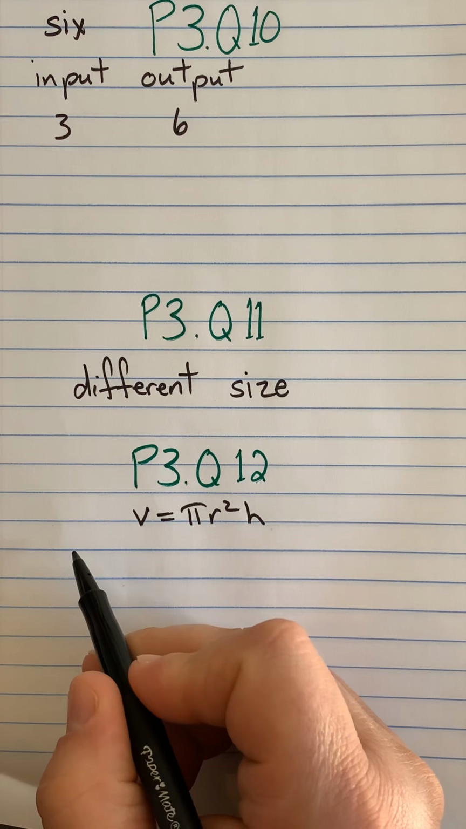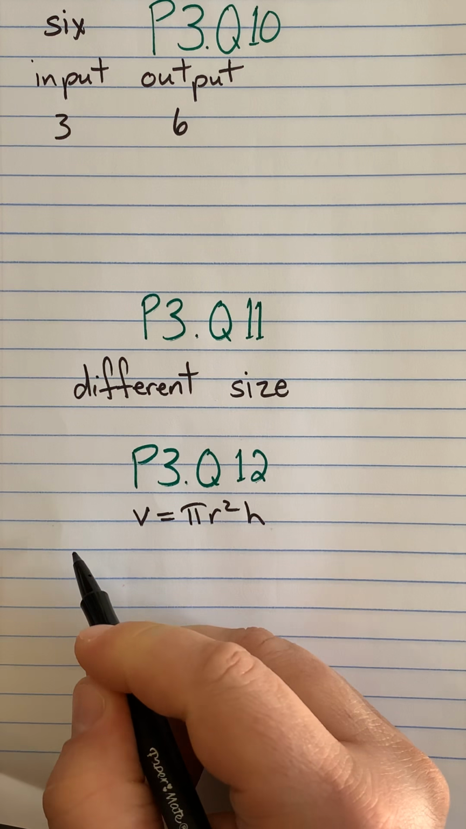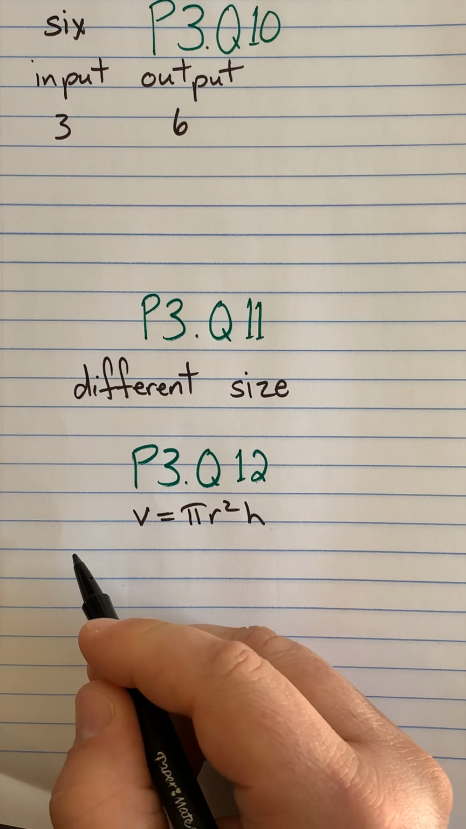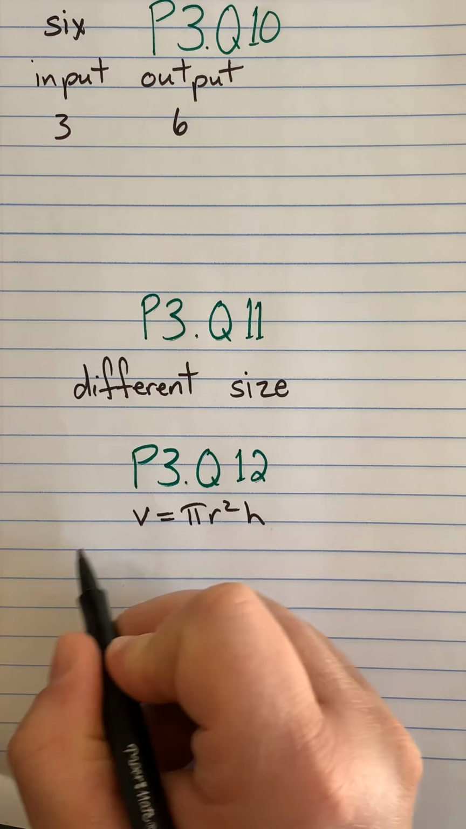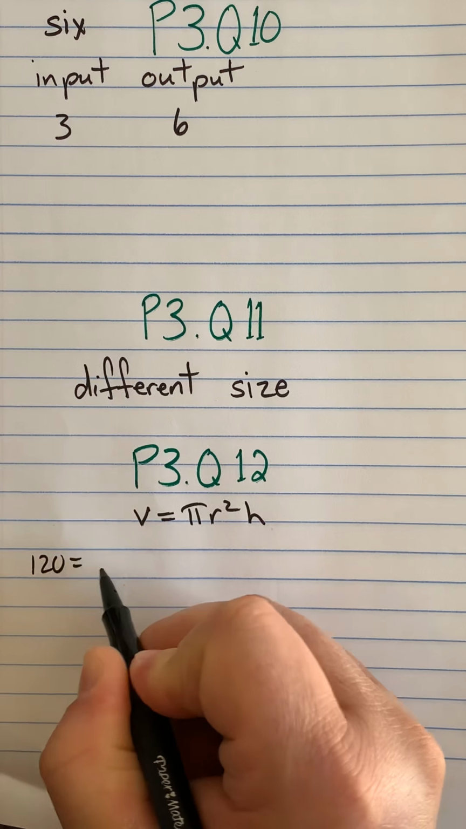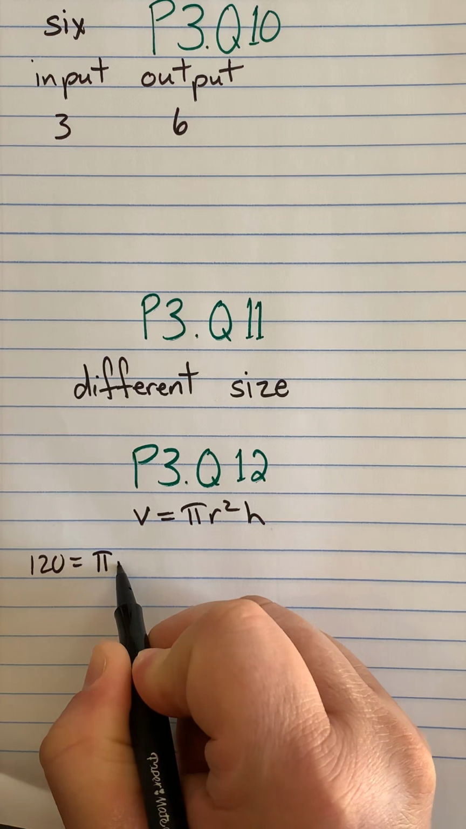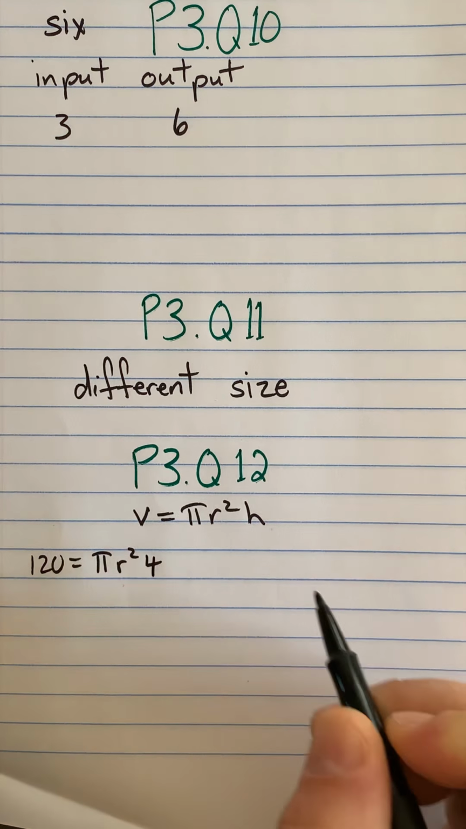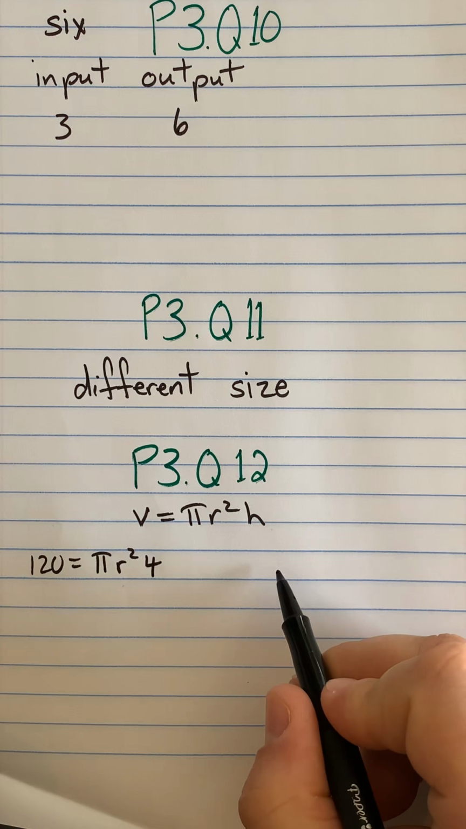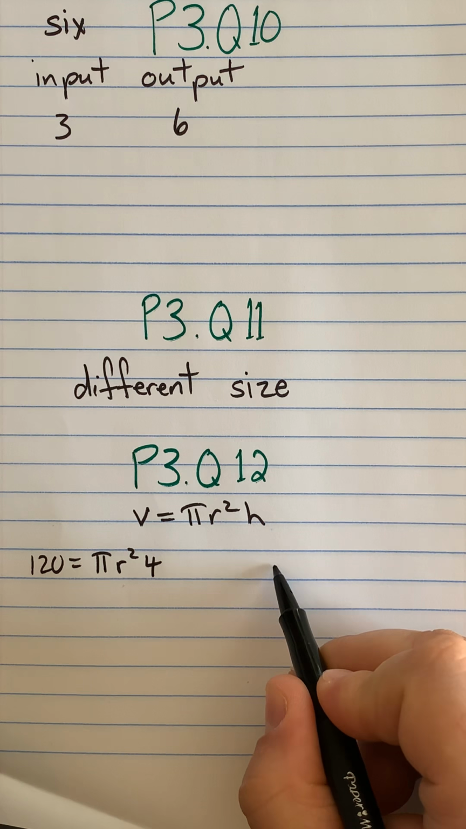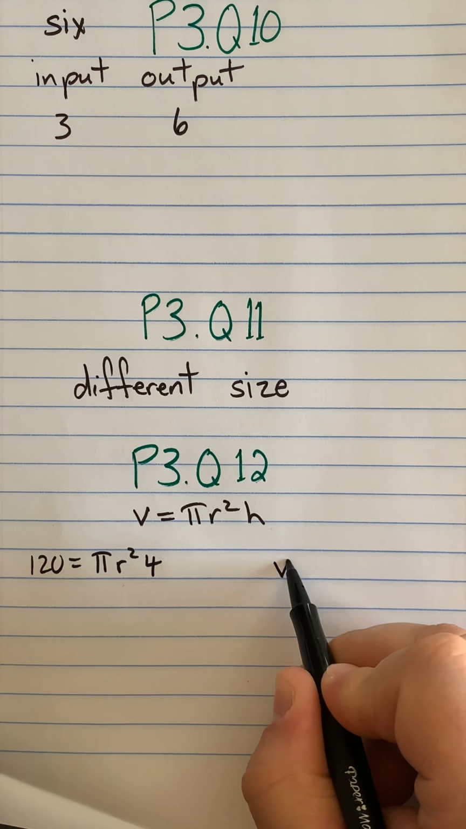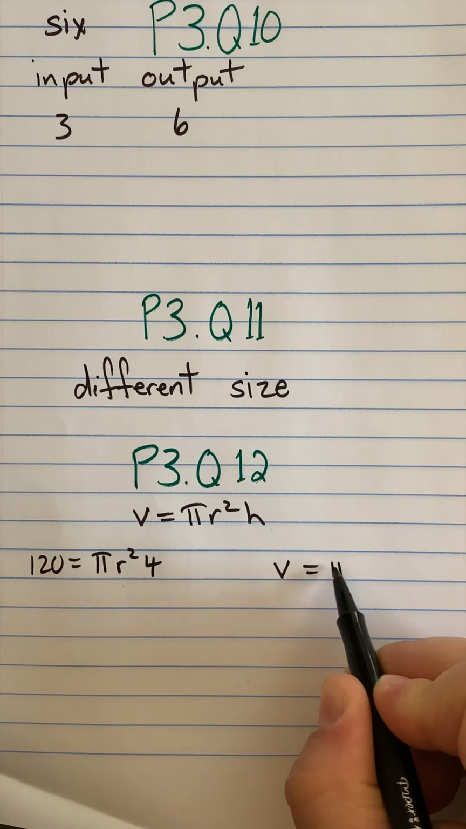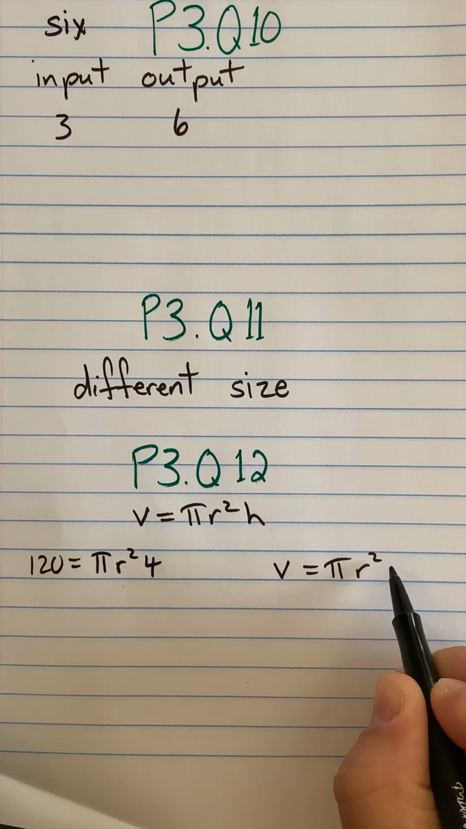So if we just put the information we have into the formula, when you're lost, just plug it in. All right, they're telling you the volume is 120. We know what pi is. We do not know what r is, and we know that the height is 4. Okay. Now the other equation, we want to find the volume. All right. We don't know what r is, and they did tell us what the height is, and that's 7.